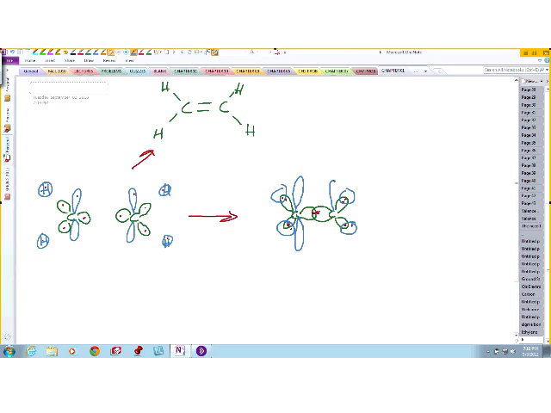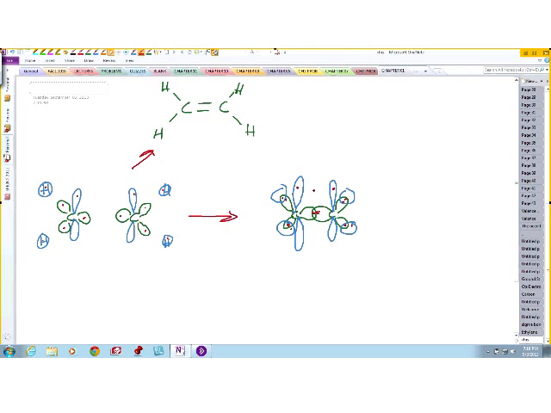P orbitals on that carbon and p orbital on this carbon, perpendicular to the sp2 hybridized orbital. Okay. So we have 1 electron here and 1 electron here.